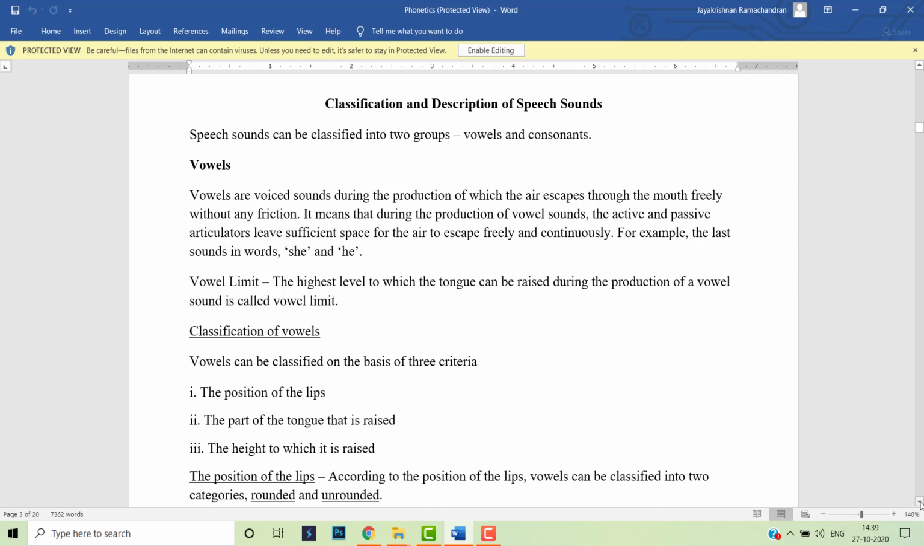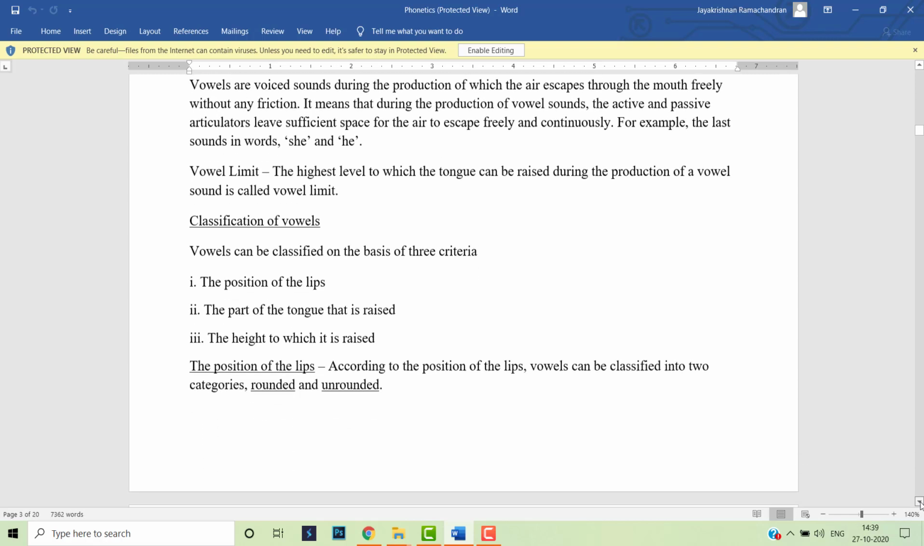Okay, there will be only a bit of a space left, which means that the tongue is going to its maximum possible height. That highest level the tongue can reach while producing a vowel sound is called vowel limit. If it goes above that, the tongue touches the roof of the mouth and the sound will become a consonant. So vowel limit is the highest level to which the tongue can be raised during the production of a vowel sound. Now we come to the classification of vowels.